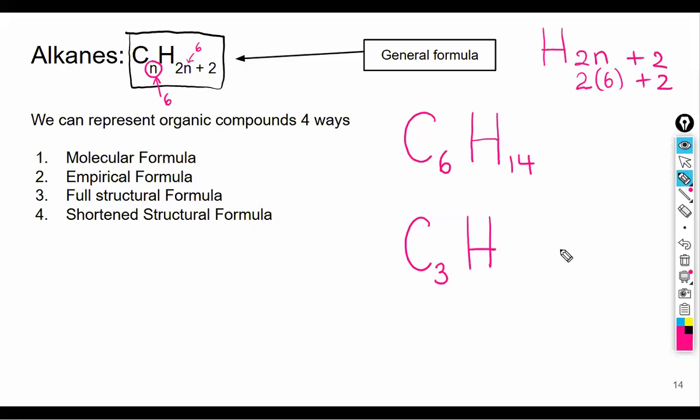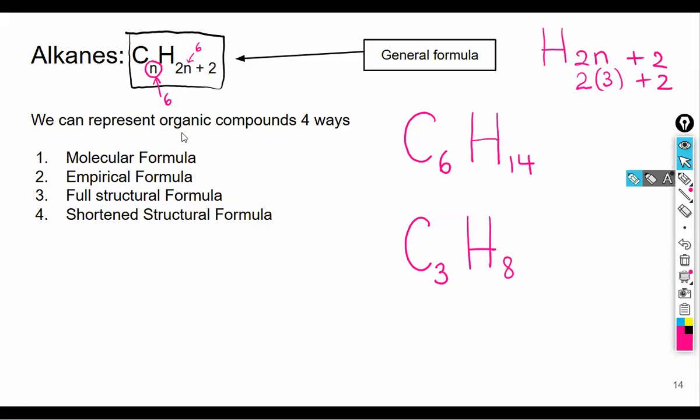Right. It has 8, correct. Because I'm going to use back the formula here. It's 2n plus 2. So I replace n with what? 3. 2 multiplied by 3 is 6. 6 plus 2 is 8. Real simple, right? Well, it's simple now.